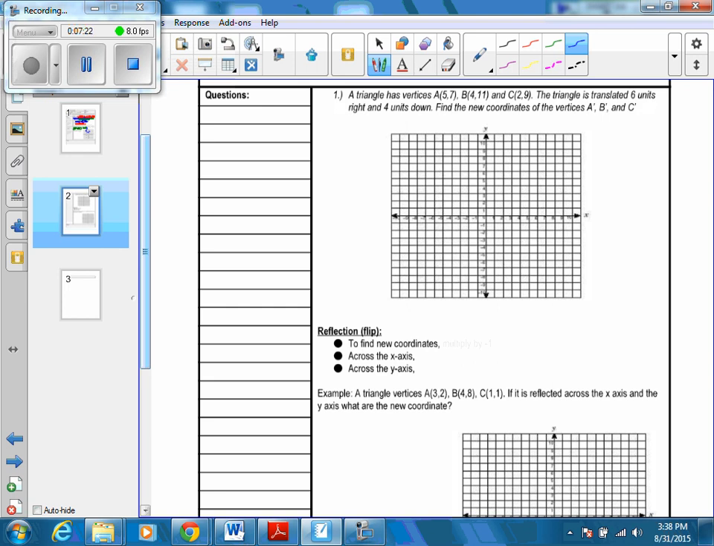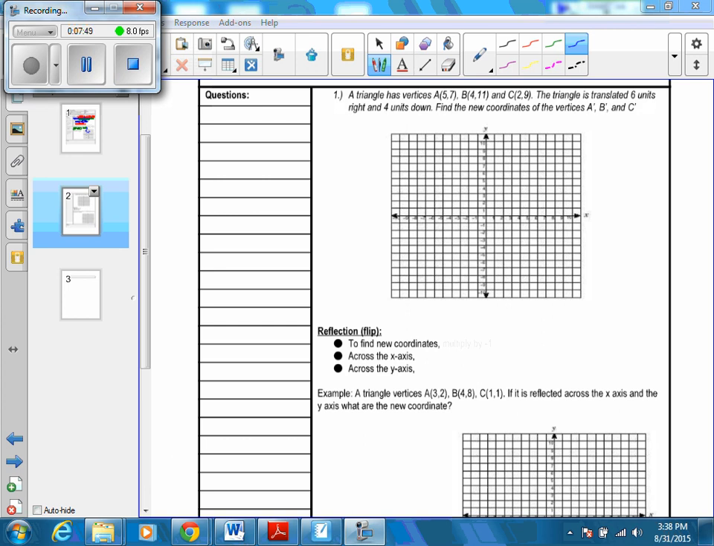All right, it says a triangle has vertices A (5, 7), B (4, 11), and C (2, 9). The triangle is translated 6 units right and 4 units down. Find the new coordinates of the vertices. And those letters with apostrophes just mean prime. So when we translate or transform something, the new coordinates are prime. So that says A prime, B prime, and C prime.